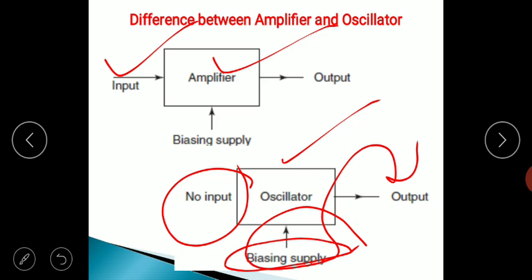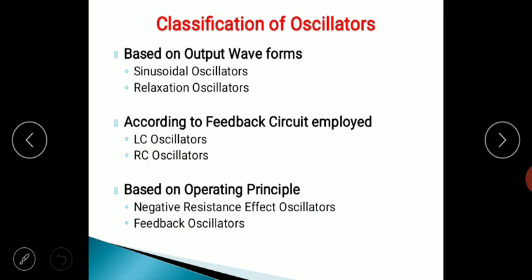Once again I am repeating here, in an amplifier we are giving a small input and we are getting a larger output, whereas in an oscillator we are not giving any external AC input, only the DC power supply is given, and the DC power supply itself will be converted into AC oscillations, either sinusoidal or non-sinusoidal, and that circuit we call an oscillator. Now next we will see how we can classify oscillators.